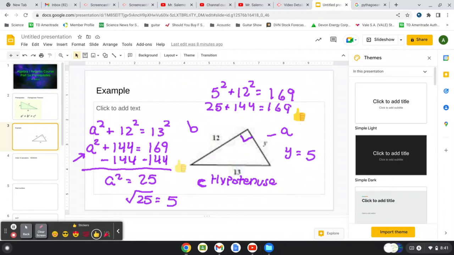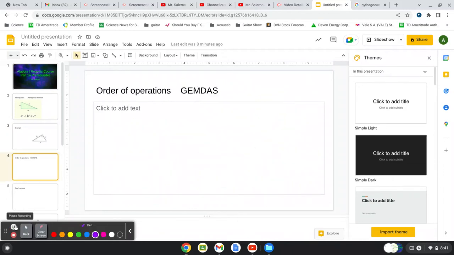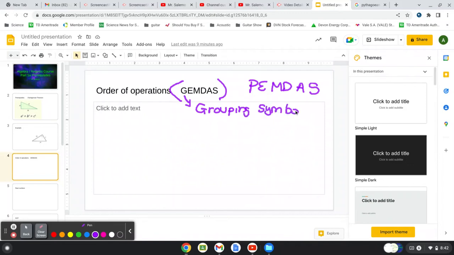Why not? Okay. All right, the next prerequisite is GEMDIS. And you may not have heard of GEMDIS. GEMDIS is just PEMDAS, right? I'm sure you heard of PEMDAS: Please Excuse My Dear Aunt Sally. But GEMDIS is used a lot, especially in other countries. GEMDIS, G is just grouping symbols. And you should know your grouping symbols.